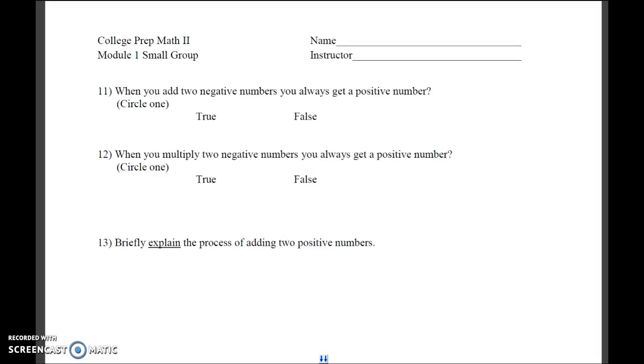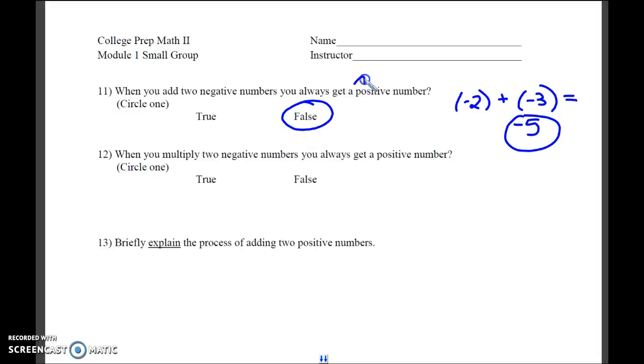Number 11 says, when you add two negative numbers, you always get a positive number. Well, you can pick an example. Let's take -2 plus -3. What do you get when you add 2 negative chips plus 3 more negative chips? I get 5 negative chips. When you take a negative plus another negative number, your answer becomes even more negative. So it says when you add two negative numbers, you always get a positive. That's false. You always get a negative number. Okay?